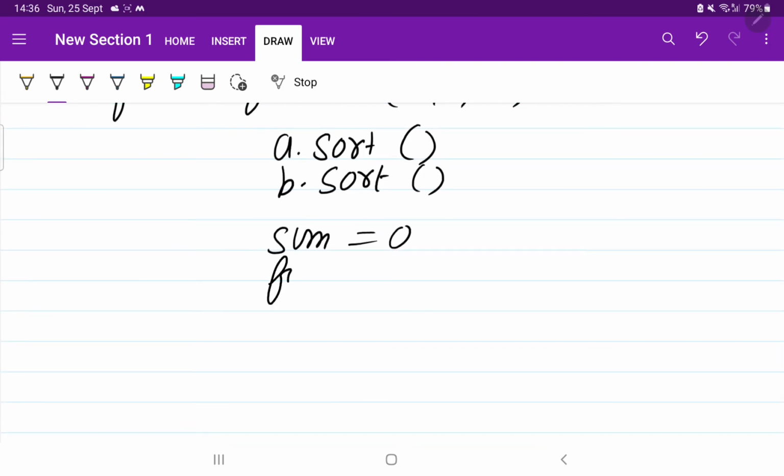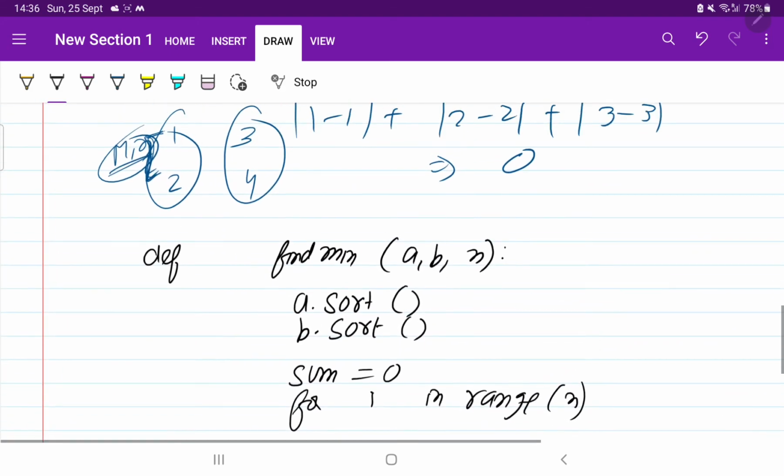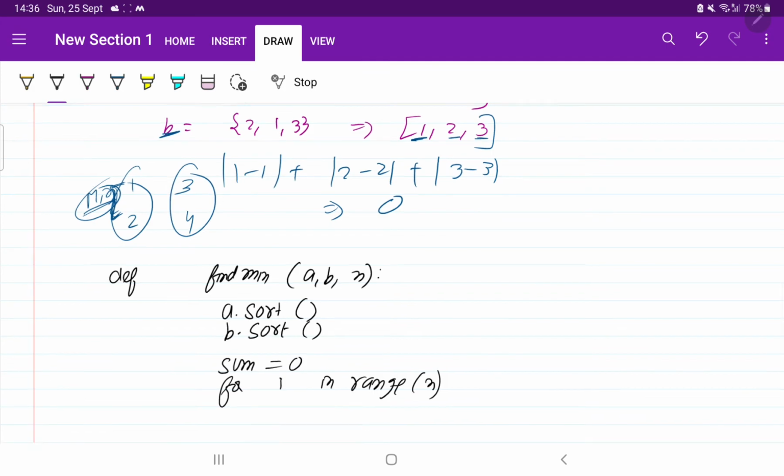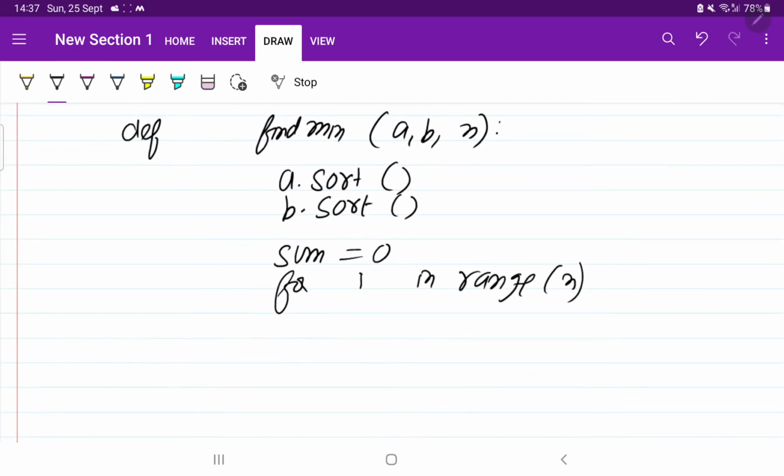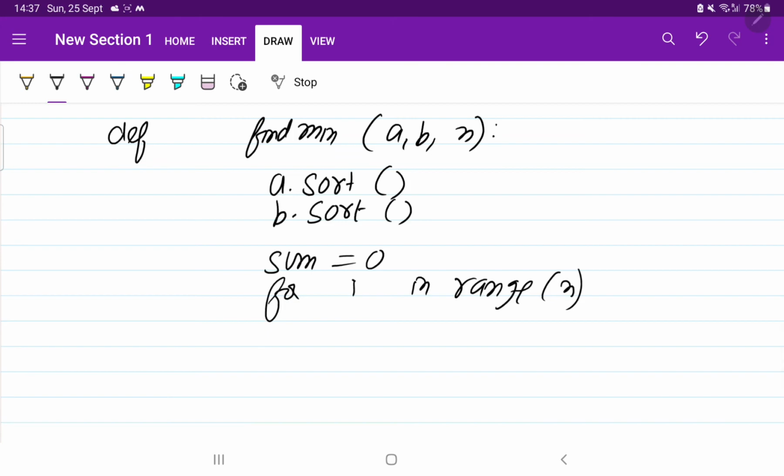Now what I am going to do is for i in range of n. If there are 4 elements in the array, we need to subtract the 4 elements. Here there were 3 elements, so we first subtract these 2 elements, then these 2 elements, then these 2 elements. So I have written for i in range of n. This will run the loop according to the size of the array, because the elements are equal in both arrays, that's why we can subtract the elements.